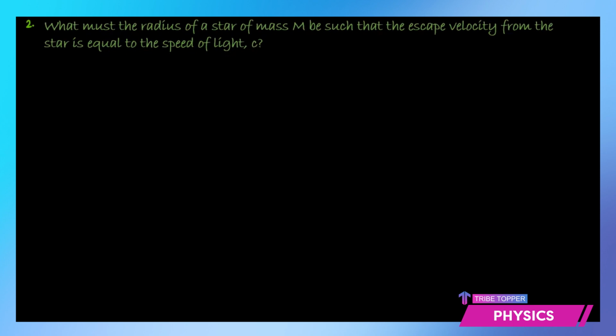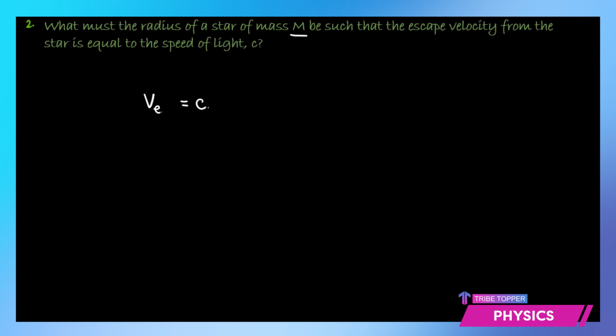In the second question, we have: what must the radius of a star of mass m be such that the escape velocity from the star is equal to the speed of light? So they are saying that for anything to escape from the surface of a star, the escape velocity should be equal to c. Then what should be the radius of that star?